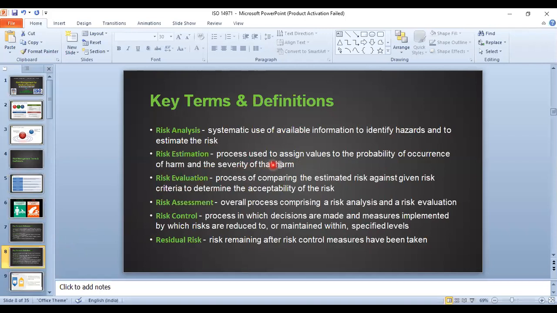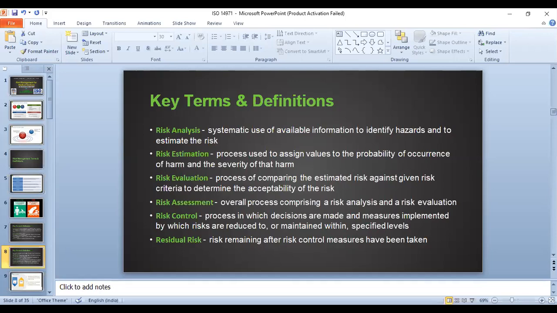That is the process used to assign values to the probability of occurrence of the harm. That means they give a ranking to the possibility of occurrence of the harm. Let us say on a scale of 1 to 10, if the ranking is more, let us say 10, the possibility of occurrence of risk is also more. If they give a lower ranking, that is 1 or 2 or 3, that means the possibility of the risk is very less. So based upon that scale, they can estimate. That is the risk estimation.